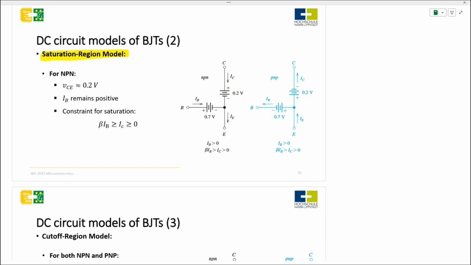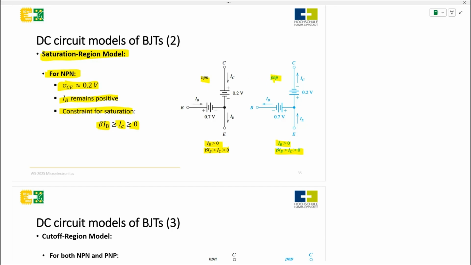For an NPN, your VCE is equal to almost 0.2 volt. IB remains positive, and the constraint for saturation is as follows: beta IB is greater than IC, which is greater than 0. So it is the same for the NPN and the PNP.